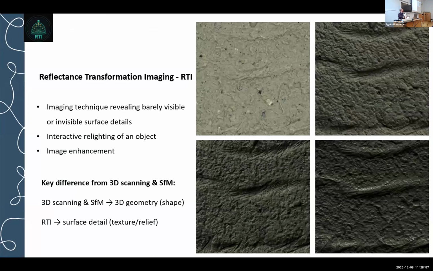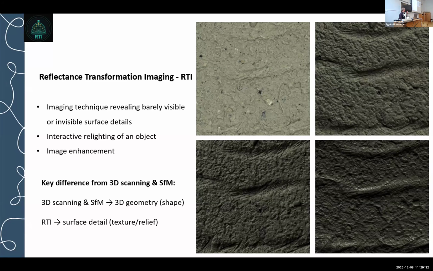And the last technique is reflectance transformation imaging, which is a photographic technique. This is a technique for capturing and digitally processing images. It is used to record the surface of the object. And thanks to dedicated software, it enables you to interactively move the position of the light.